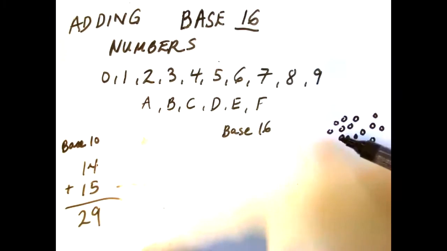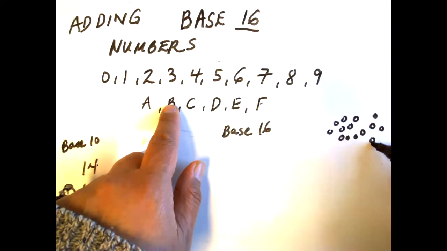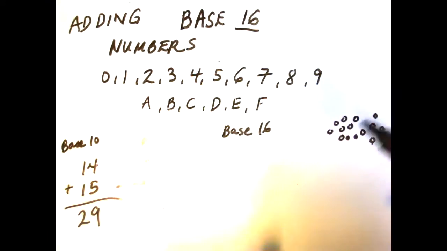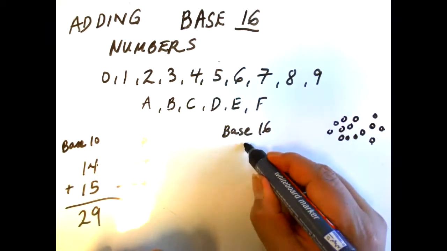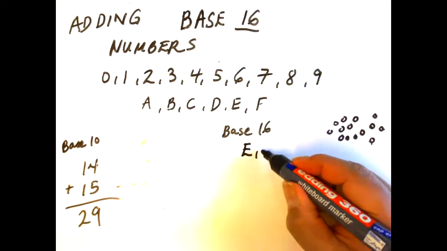So 1, 2, 3, 4, 5, 6, 7, 8, 9, 10, 11, 12, 13, 14. So 14 is written as letter E in base 16.